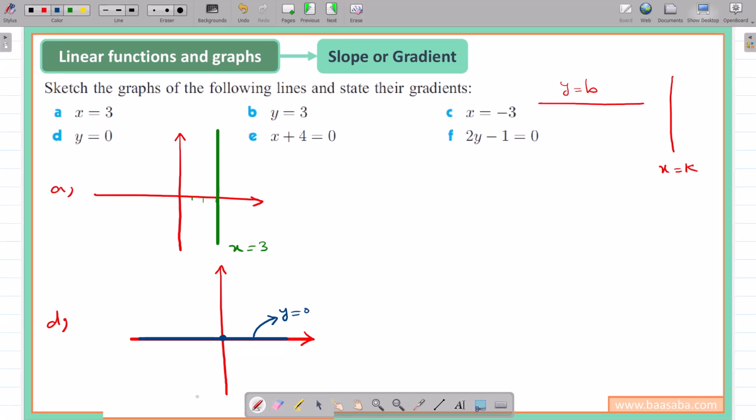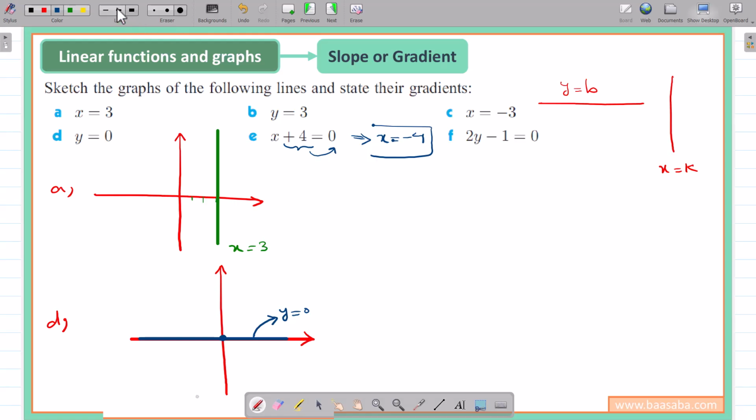For example, in part E, we have an equation that only has x, but it is different from what we are used to. So we have to transform this equation into what we are familiar with. I'm going to transfer positive 4 to the other side of the equation. So the equation of this line will become x is equal to negative 4. Then this is what we are used to, so we can draw it easily.